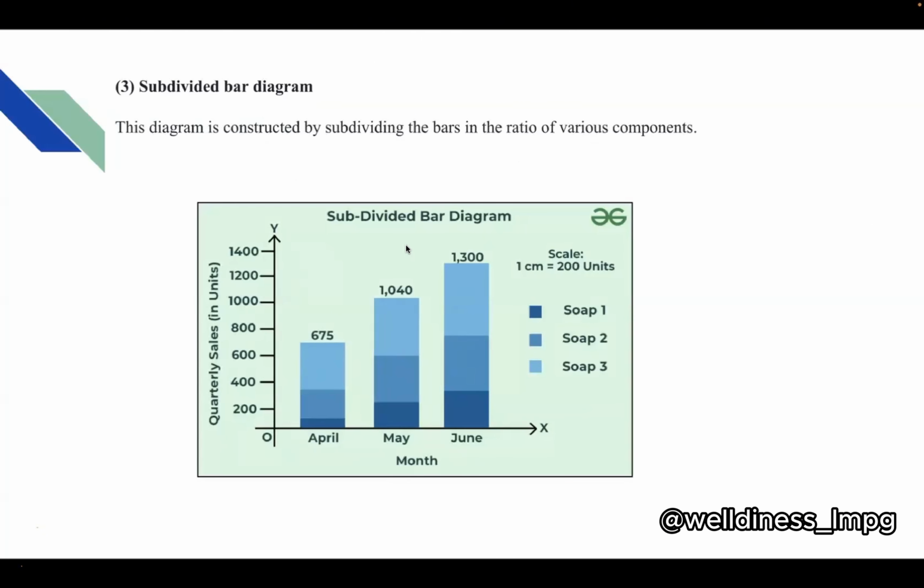We are still working with SOAPs, but instead of putting them side by side, we are representing them with subdivided points on each bar. So this is what is known as a subdivided bar diagram.